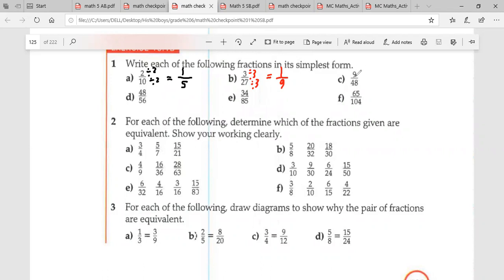What is a common factor between 9 and 48? We can divide 48 by 9? We can or we can't? We can't. Excellent. We can divide it by 3. Excellent. 9 divided by 3 is 3, and 48 divided by 3 is 16. Yes, here is 3, excellent, and here is 16, excellent.